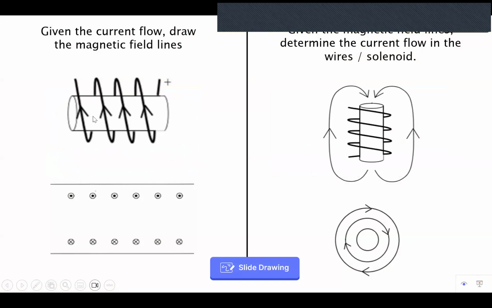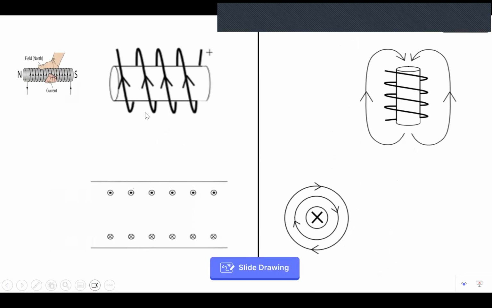So in the first case, it is a solenoid. I have already drawn it for you. The current flow is going up in the front of the solenoid. So if you were to use your right-hand grip rule and point, it will be like this. You get a North Pole at one end and a South Pole at the other end.